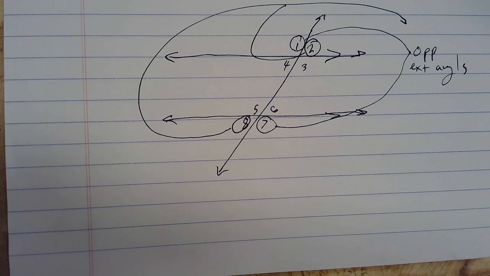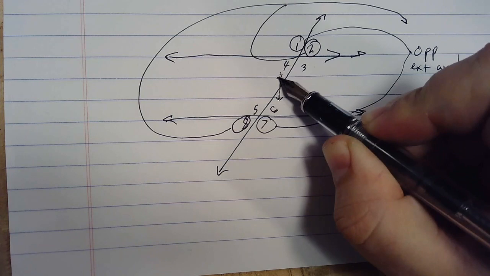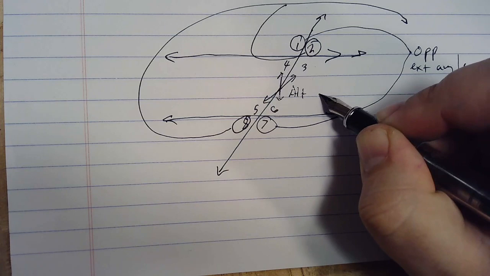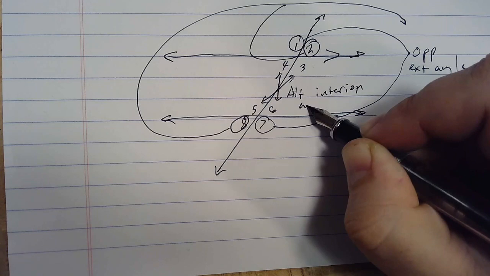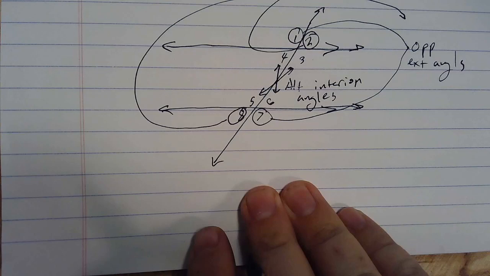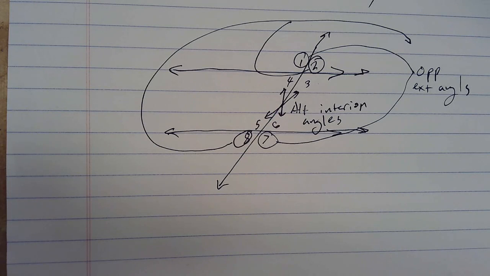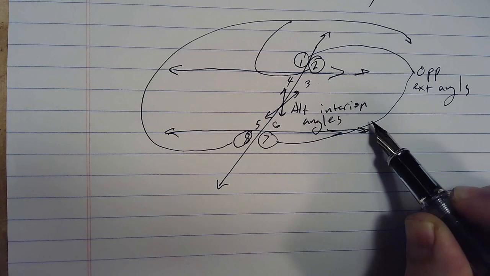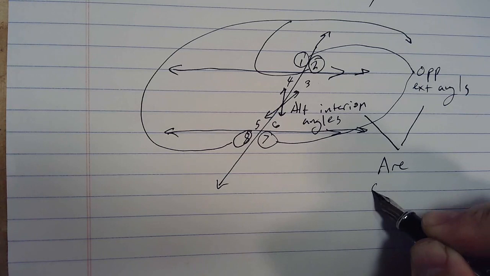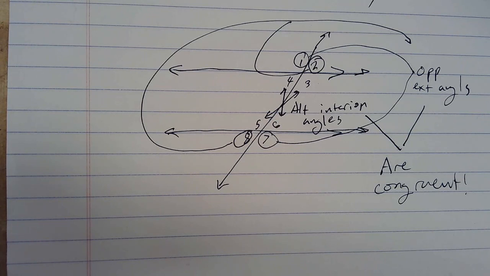Corresponding angles are in the same position. Alternate interior angles, so 4 and 6 and 3 and 5, these are alternate interior angles, and that's not interion, it's interior. And then alternate exterior angles. Are you ready for this? These two, alternate interior angles and alternate exterior angles, are congruent. That means, oh man, those are the same angle measure.